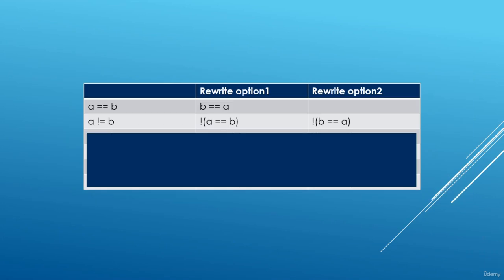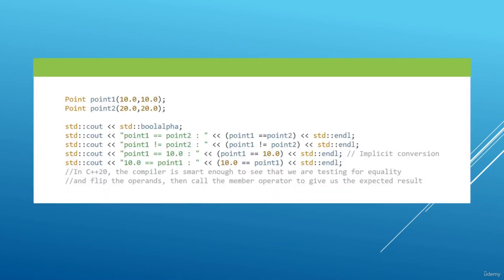Again, the compiler is going to be reusing the rewrite rules that we have really learned about. If we have A equals B, the compiler can rewrite this as B equals A, if this happens to help the compiler figure things out. If we have A not equals B in our code, the compiler may rewrite this as not A equals B or as not B equals A, depending on what the compiler really wants to achieve, and this is really cool.